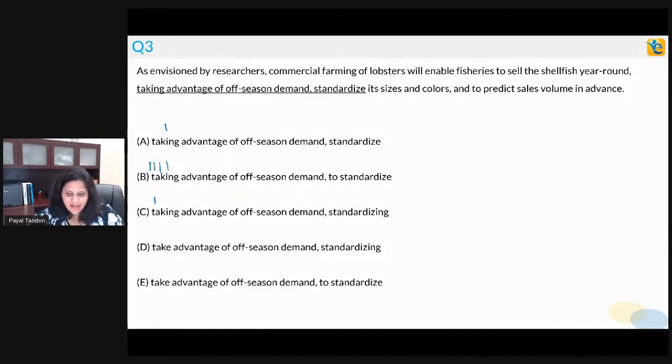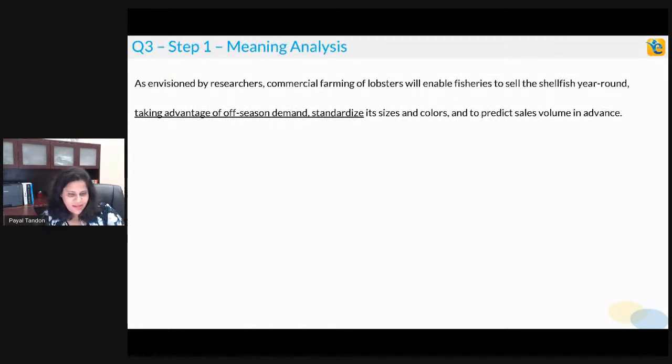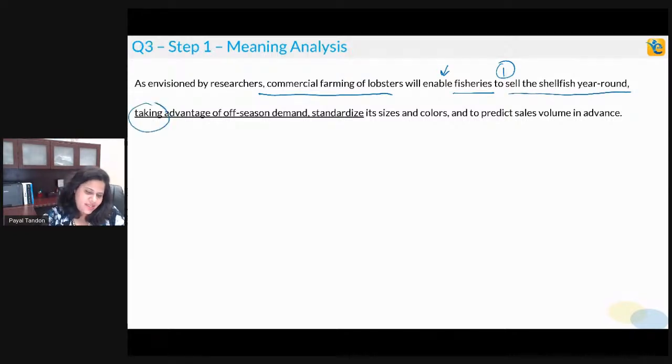All right, let's look at this. As envisioned by researchers, commercial farming of lobsters will enable fisheries to do something. Whenever you see enable, you know that something will follow with regards to that. The meaning-based method enables students to answer difficult questions accurately. So, to sell the shellfish year-round, taking advantage of off-season demand. Now look at this word, taking advantage.